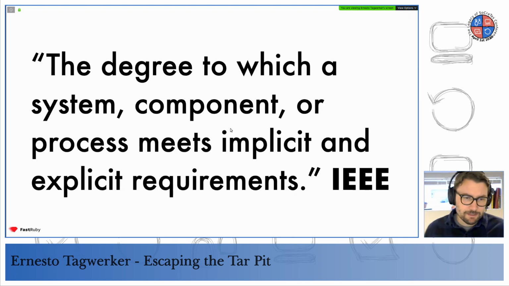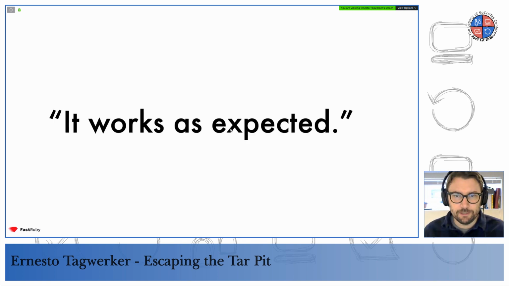All right, but yes, let's see a couple of definitions. Like the IEEE says, software quality is the degree to which a system, component, or process meets implicit requirements. And yes, this definition is bulletproof. It was designed and written by a committee of very talented people, and it covers everything. And to be honest, it sounds to me like works as expected. But it's not just that, right?